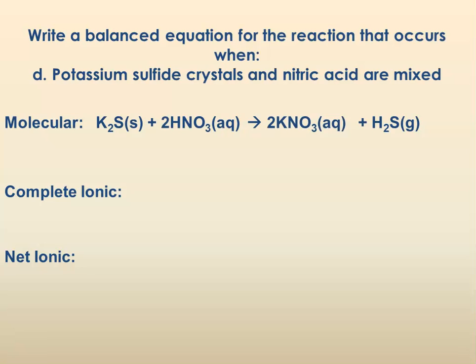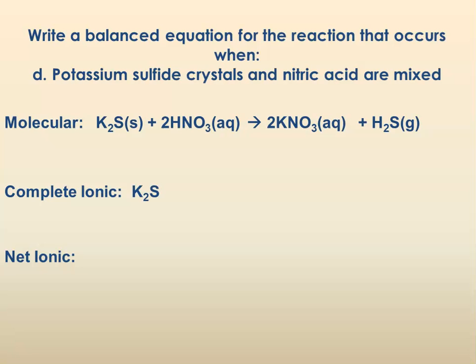Sorry, I forgot about balancing, my bad. Let's go back there for a second. You have two K's on the reactant side, so you need two K's on the product side. When you get the K's on the product side, that gives you two NO3's, so you need two NO3's on the reactant side. You had one sulfur on both sides, and now you have two H's on both sides. All right, back to our regularly scheduled programming.